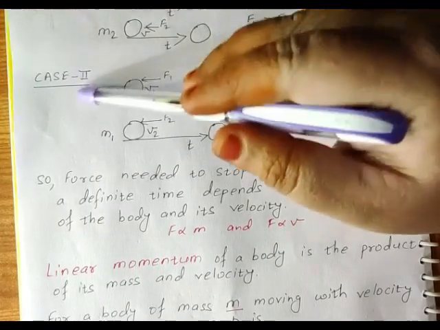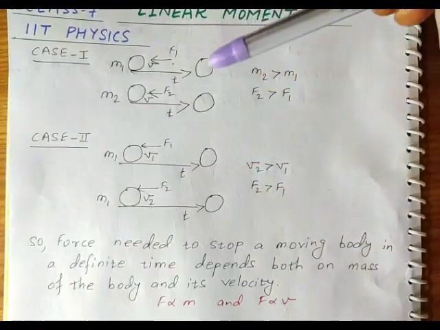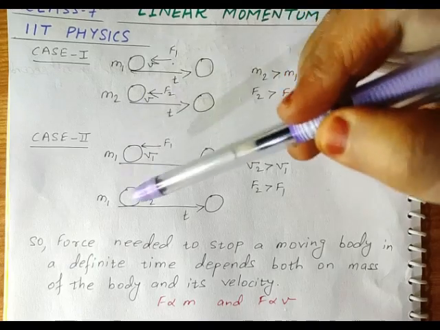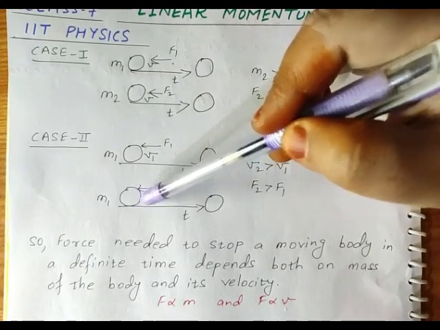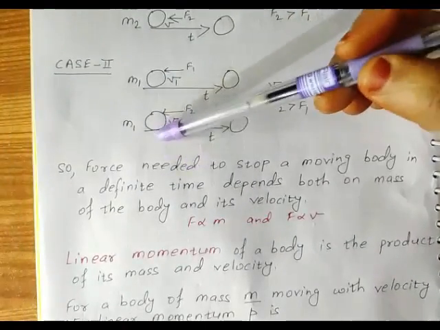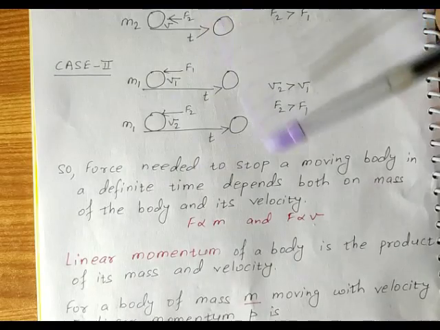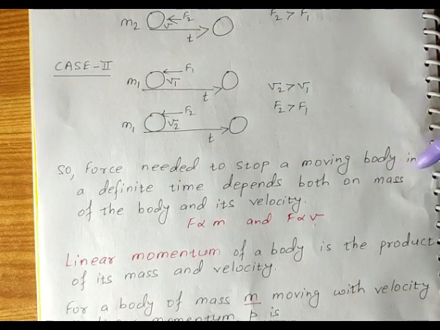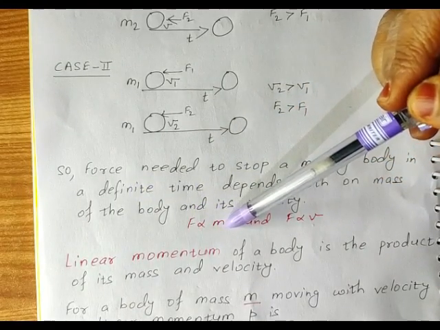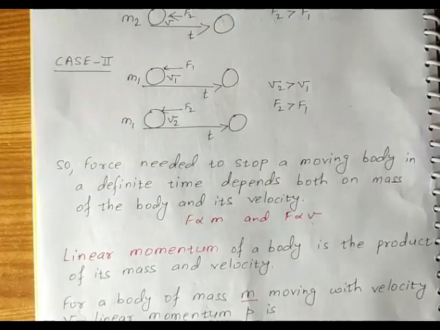Got it? So from both the cases, children, what do you observe? The force required to stop a heavy body is more, and the force required to stop a faster body is also more. So the force needed to stop a moving body in a definite time depends on both the mass of the body and the velocity of the body. Clear children? Please note this down first.